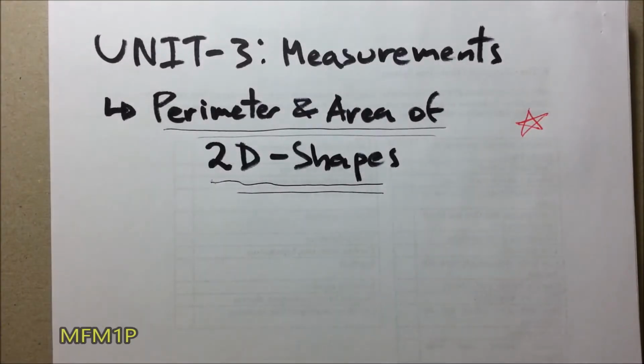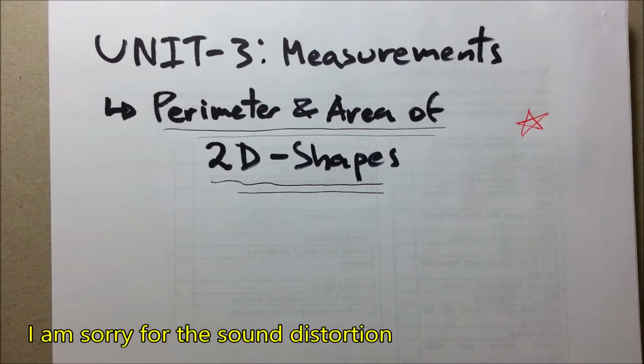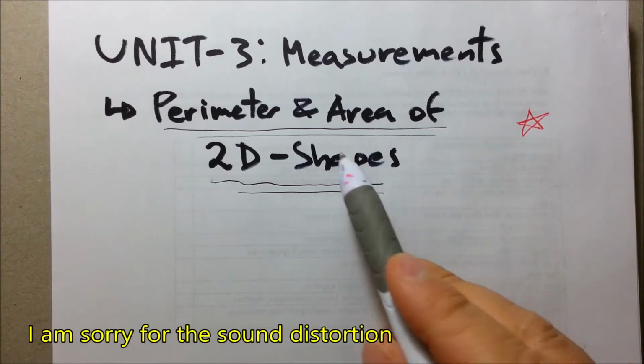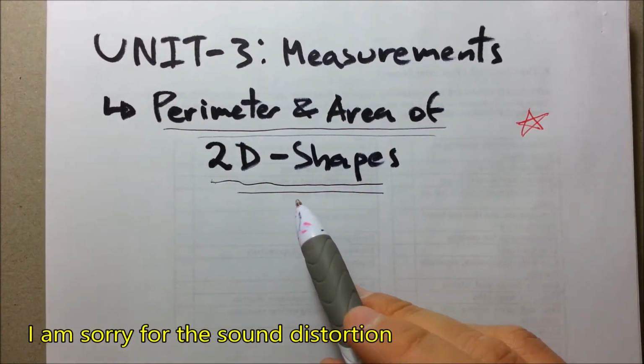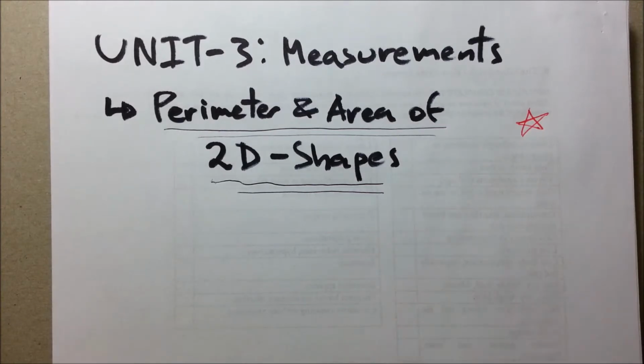Hello everyone. In the following two units 3 and 4, we will be looking at measurements. Now let's just focus on Unit 3. In Unit 3 we will be looking specifically at perimeter and area of two-dimensional shapes. Okay, for that I think we should review.